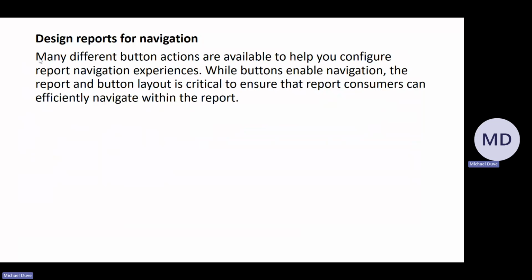Then the next thing that you need to do is configure button actions. To configure a button action, select the button on the report canvas and open the action property in the formatting pane. Then choose the desired action from the drop-down list and configure any additional settings required for the action, such as the destination bookmark or report.